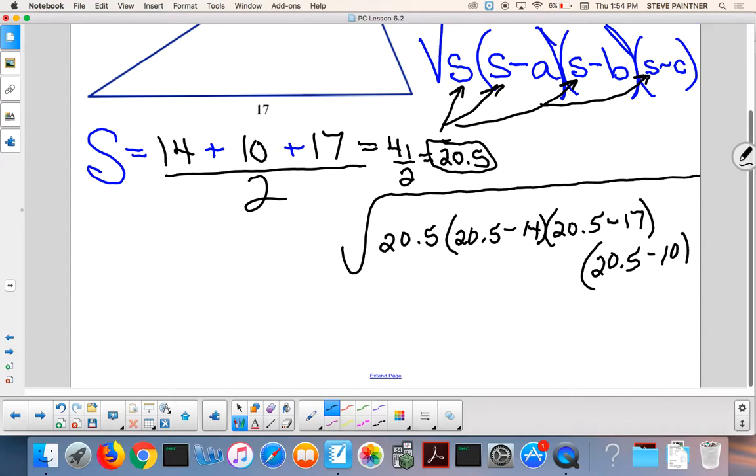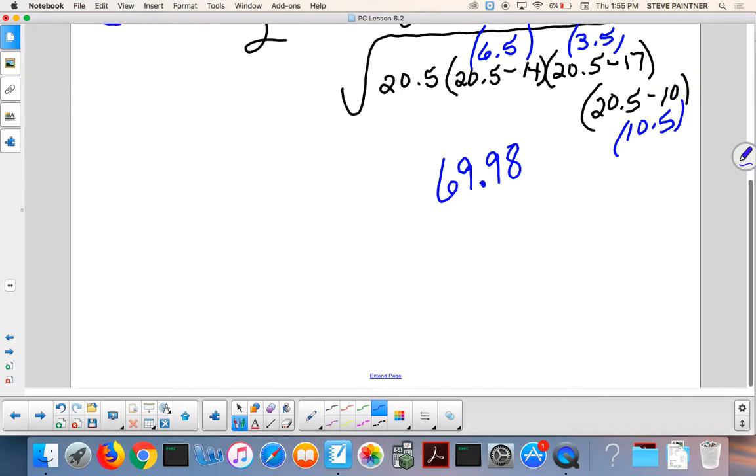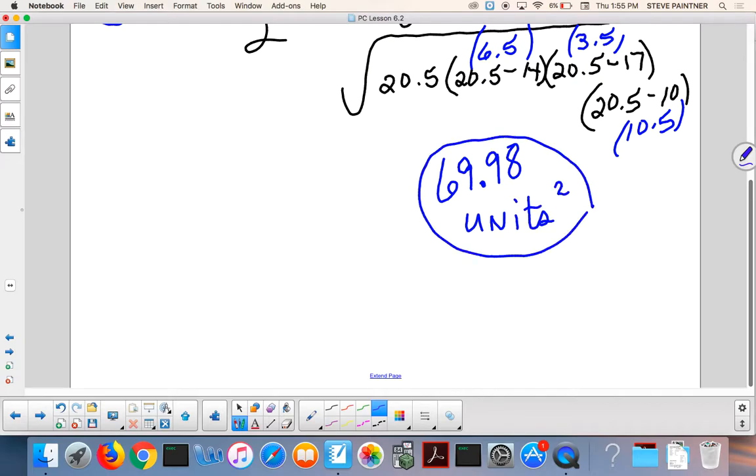Comes down to just be careful when you type it in. If these numbers are easy enough for me, I usually just write down the number. I'll just say that's what? 6.5. That's what? 3.5. That's what? 10.5. You know, maybe this is what I do instead. Okay. What's the answer to this triangle? 69.98 units squared. Okay, and if there are no units, we just say units squared.